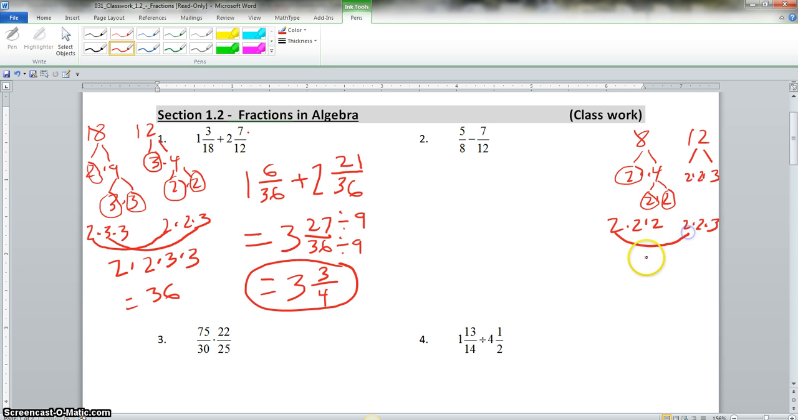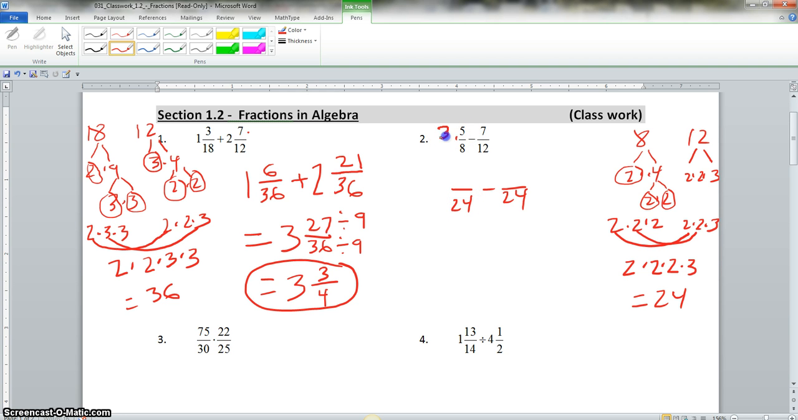Now we have one set of 2's that match up, we write that once. We have a second set of 2's that match up, we write that once. Now we have one extra 2 left, so we bring it down, and we also have this 3 left. 2 times 2 is 4, times 2 is 8, times 3 is 24. So our common denominator here is 24. Now what I'm going to do, because I did more mental math over here, I'm going to show you step by step here. We ask ourselves, 8 times what gave us 24 is 3.